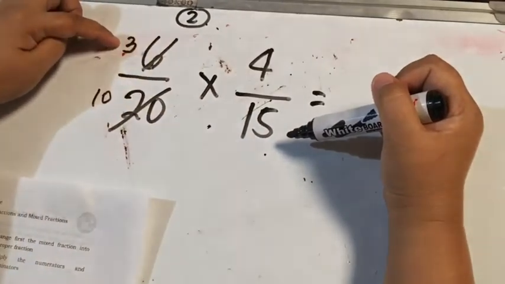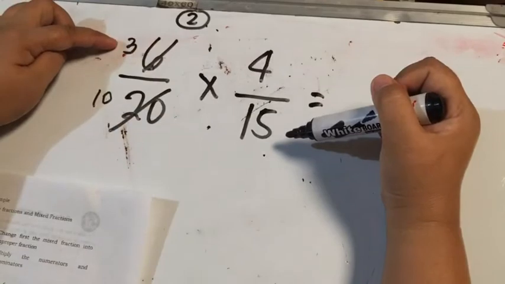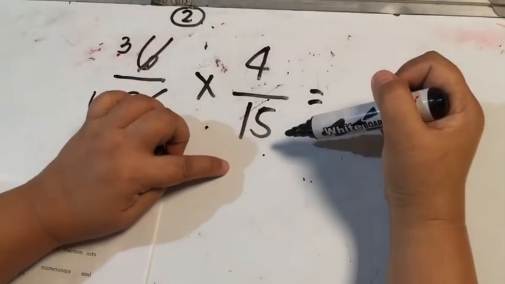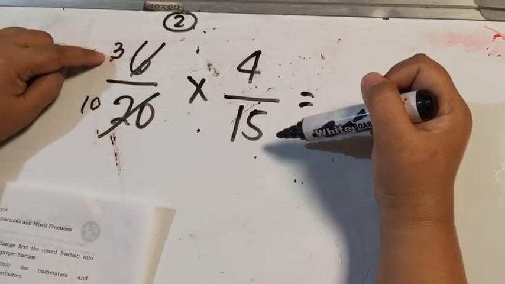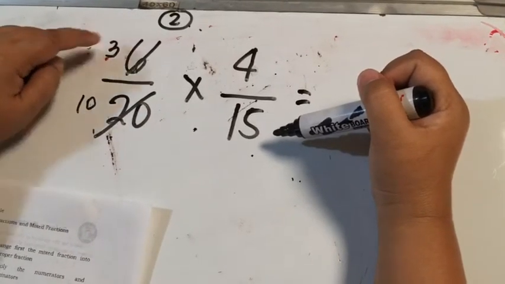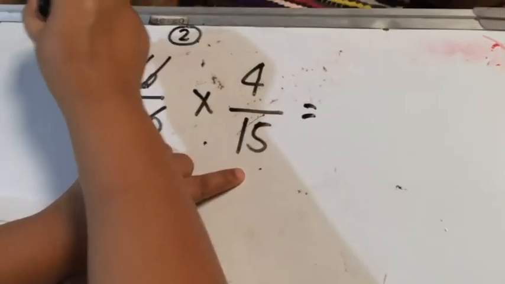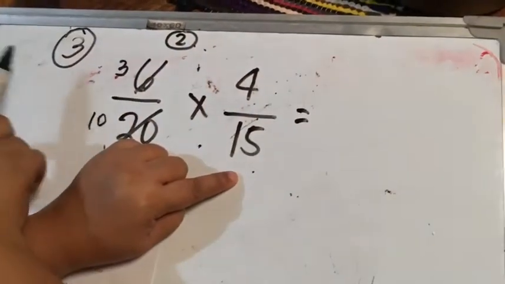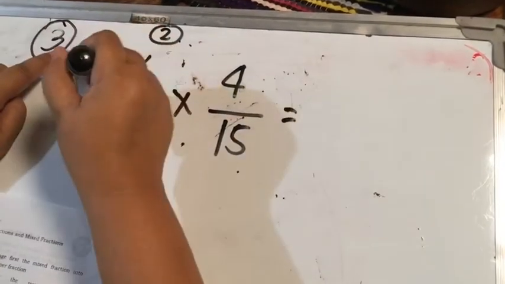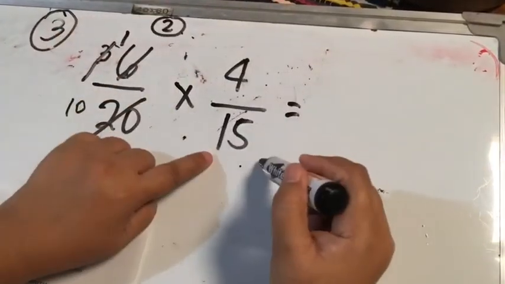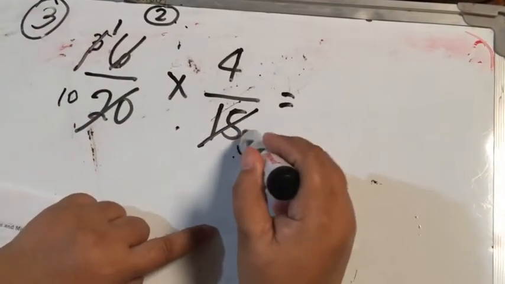We have 3 and 15. My question: can 3 and 15 be partners? Yes. Because 3 can be divided by 3, and 15 can be divided by 3 also. So we're going to use 3 as our GCF. So 3 divided by 3 will give you 1. And 15 divided by 3 will give you 5.